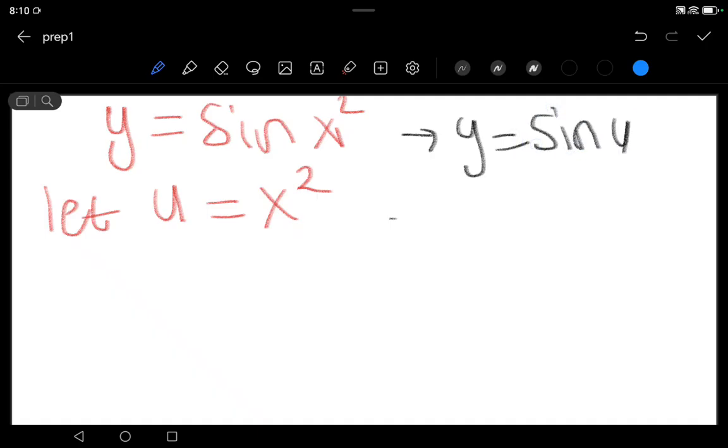Yes. So now we have two equations, this one and this one, and then we're gonna derivate them. Let's derivate u with respect to x. So it's gonna be du over dx. The derivative of this is gonna be 2x, right? And then now let's derivate y.